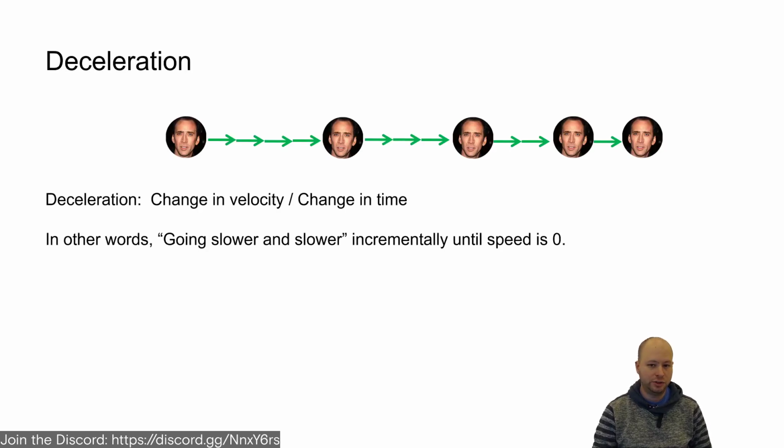And one last thing before I go into the code and mess with this a bit more is deceleration. Deceleration is something we already saw when I was hitting the down key. The speed was speeding up, and then we're going to speed it down.